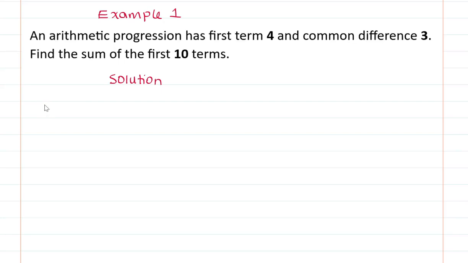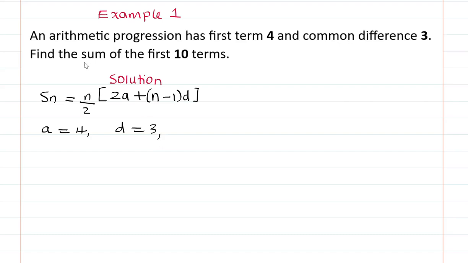So the formula that I have opted to use is the sum of the first n terms equals n over 2, into 2a plus (n minus 1) d. So what we need to do is just to identify n, a, and d. You come back to the question. We are given the first term as 4, so our a is 4. And we are given a common difference d as 3.